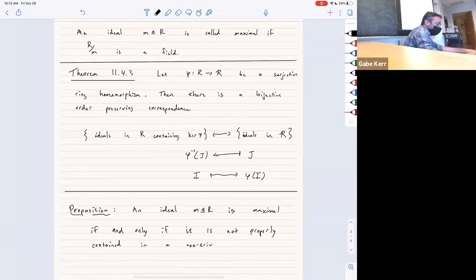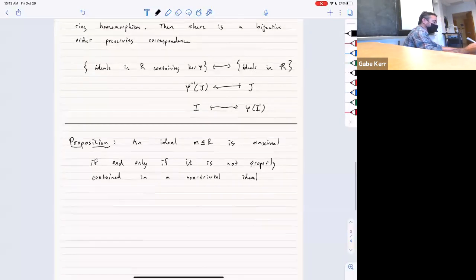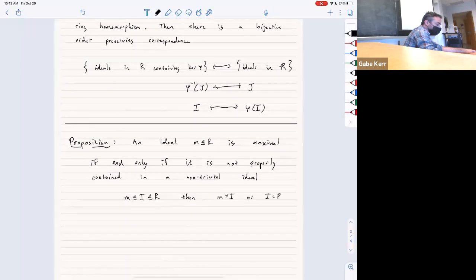That's the idea of maximality. In other words, what does that mean? That means if M is actually contained in an ideal I of R, then M equals I. Another, less wordy way of saying it.